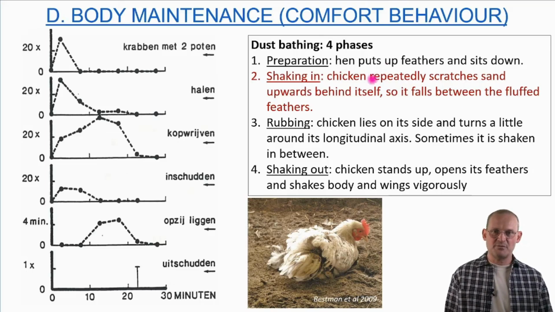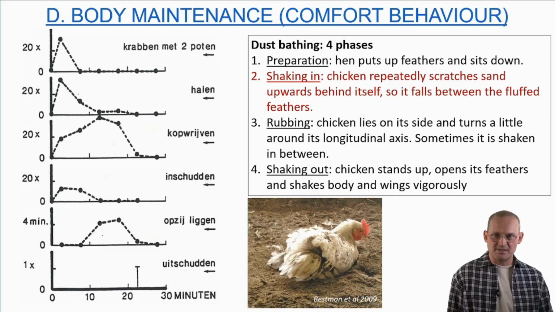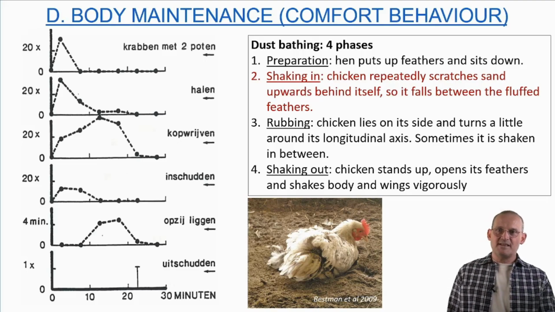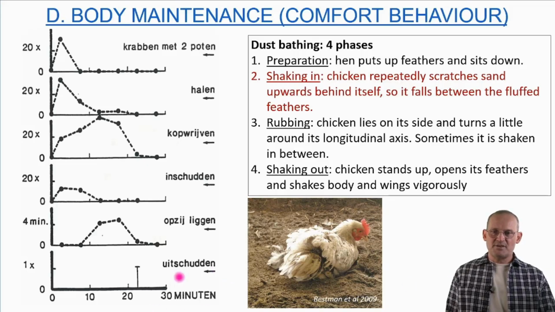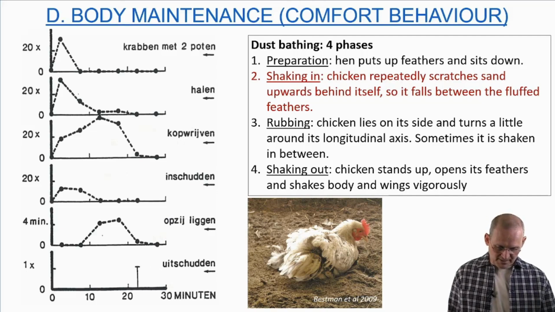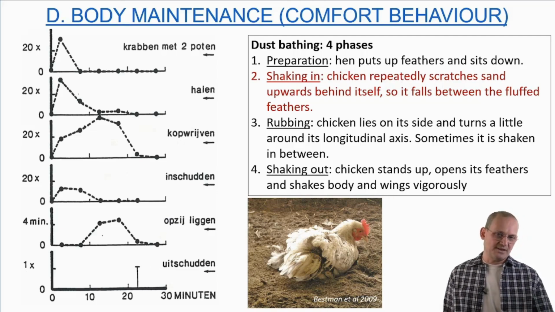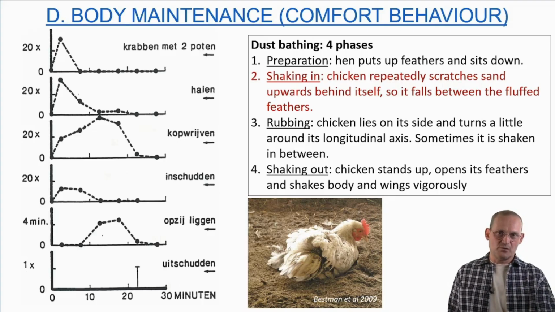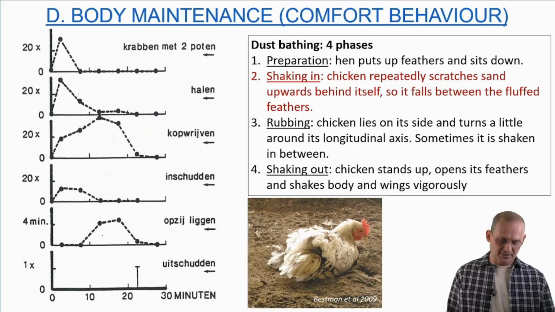And then it ends with what is called shaking out, where the chicken stands up, opens its feathers, and shakes the body and wings vigorously. A full dust bathing bout can easily last 30 minutes for the 4 different phases to be completed. And if the circumstances and the substrates are suitable, you will see the full repertoire of these 4 phases of dust bathing behavior.